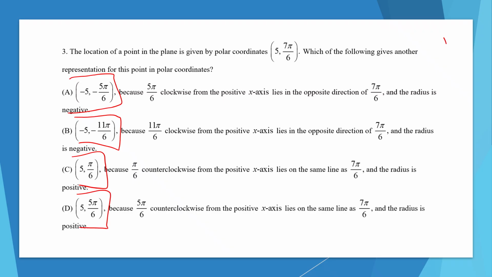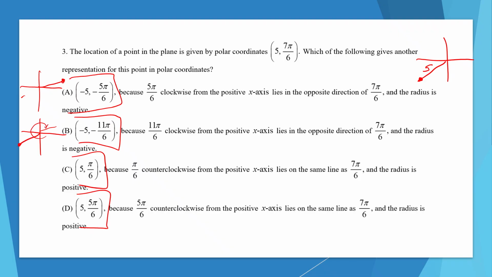So here, 5, 7 pi over 6: 7 pi over 6 is right here. And then 5, we'll just say that this is a distance of 5 there. So that's going to be where it's located. And now let's plot where A, B, C, and D are going to be as well. So A here, -5, -5 pi over 6. That's going to be right here. And then -5 goes in the opposite direction. So A is going to look like that in the first quadrant. B, -11 pi over 6 is right here, going 11 pi over 6 this way, and then -5 turns it right here.